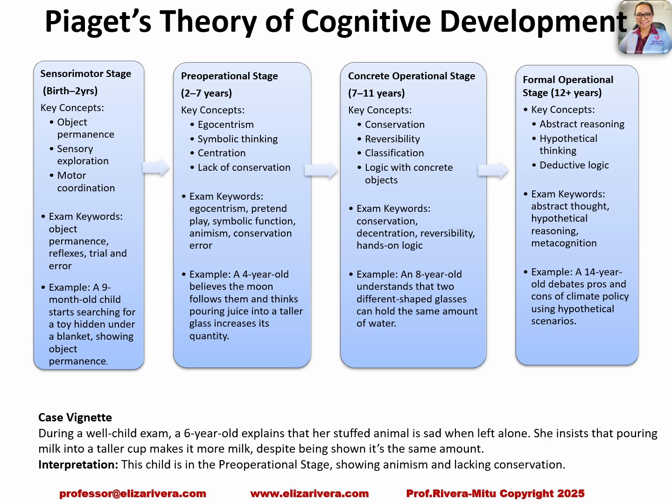The concrete operational stage, which is 7 to 11 years, introduces logical thinking about concrete objects, including understanding conservation and reversibility. Finally, the formal operational stage, 12 years and up, involves abstract reasoning and hypothetical thinking. The case vignette of a 6-year-old child attributing feelings to a stuffed animal and misunderstanding quantity demonstrates typical pre-operational behaviors like animism and lack of conservation, reinforcing the theory's practical application in developmental assessment.